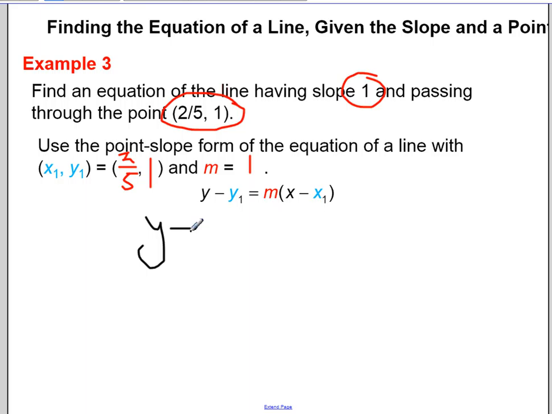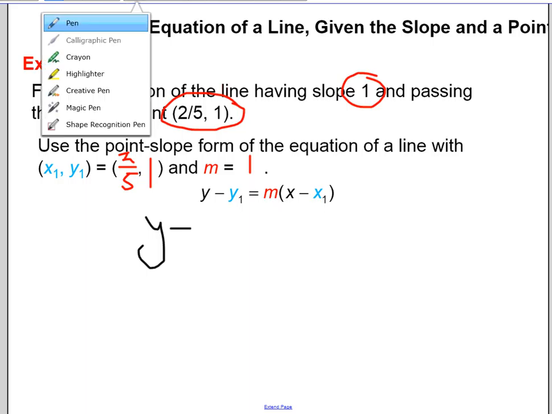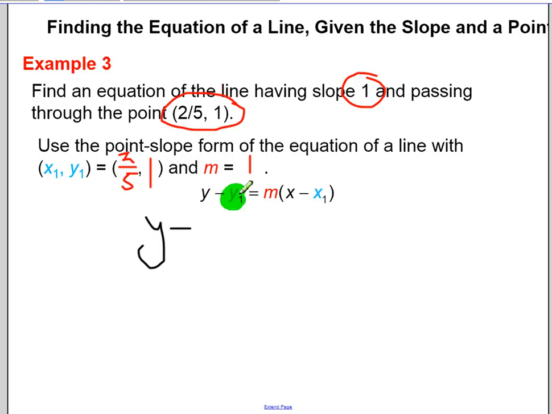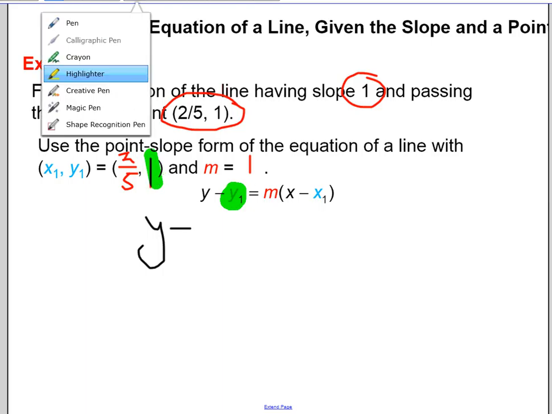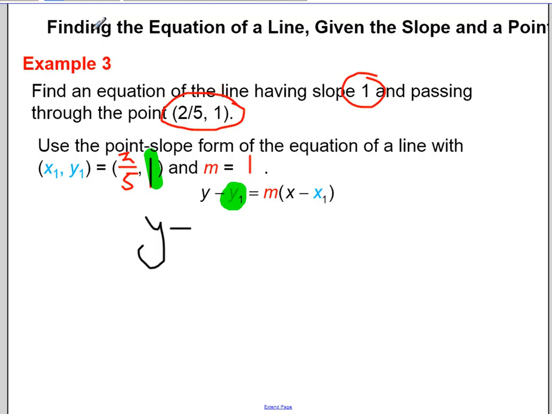y minus y sub 1. y sub 1 is the given y value of the point. So that's going to be y minus 1 equals our slope. The slope given here is 1. And we're going to multiply that by the quantity x minus x sub 1. Our x sub 1 is 2/5.